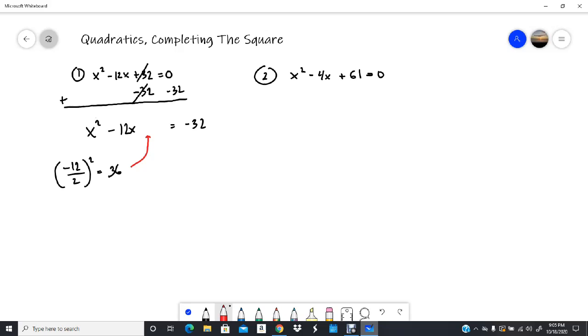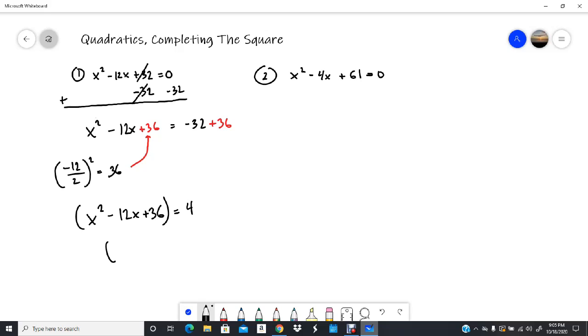So we add a 36, and we add a 36 to the other side. Whatever you do to one side of the equation, you have to do to the other side of the equation. Now, this allows us to complete the square. X squared minus 12x plus 36 equals 4.